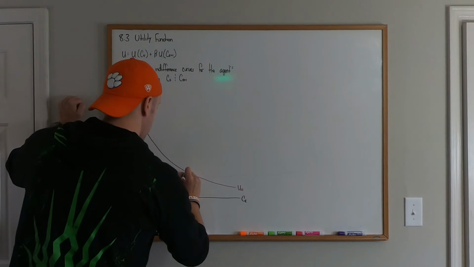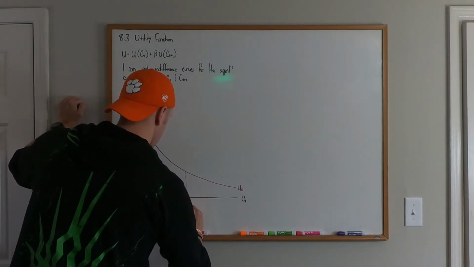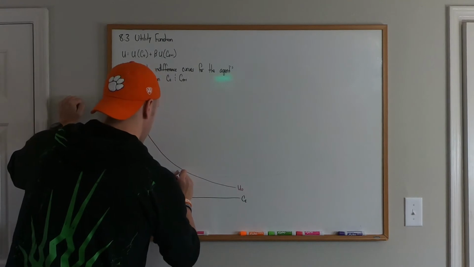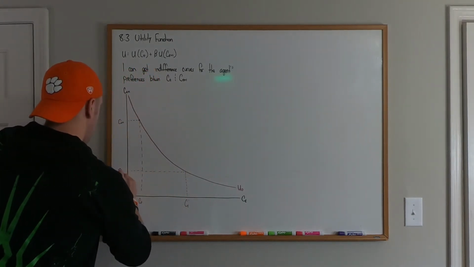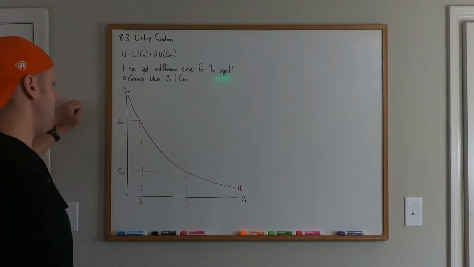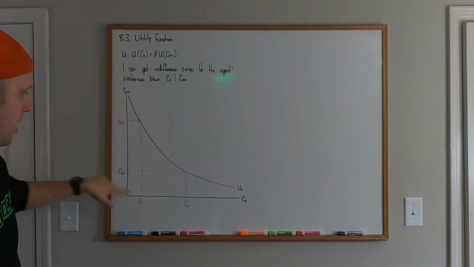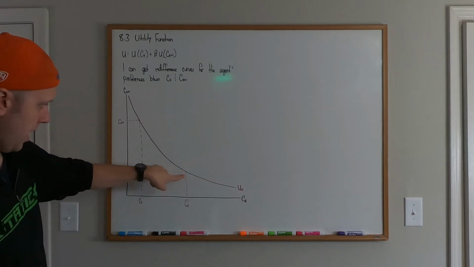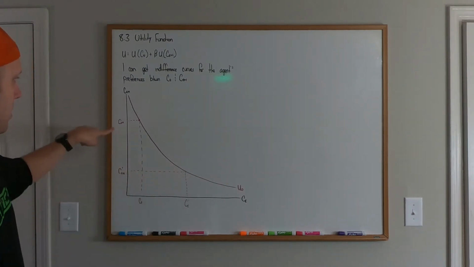If I wanted to consume a little bit more today, call this Ct prime, well, I would have to consume a little bit less tomorrow, Ct plus 1 prime. I'd have to consume a little bit less tomorrow if I want to consume more today, and still remain on this level of utility.